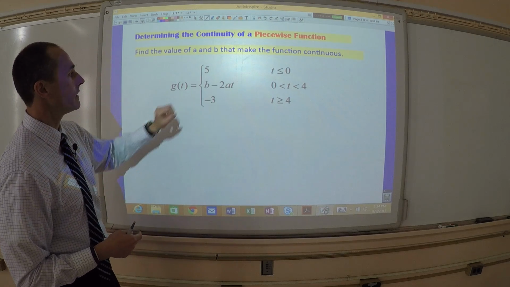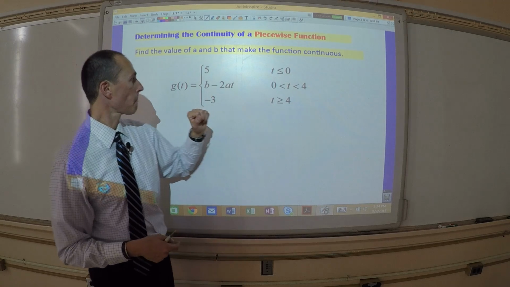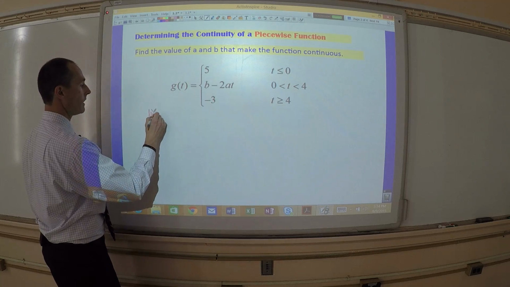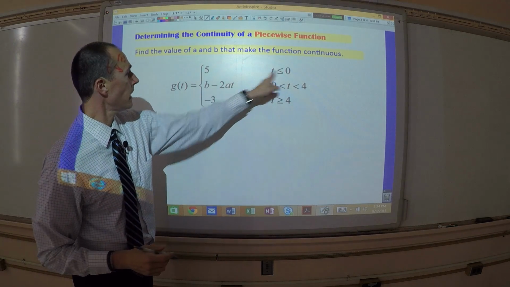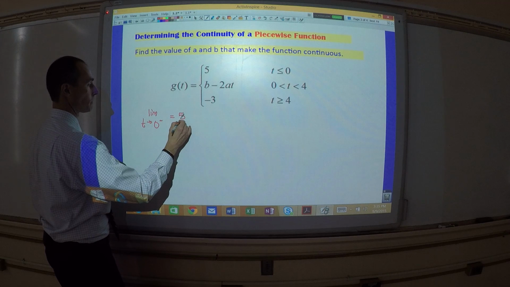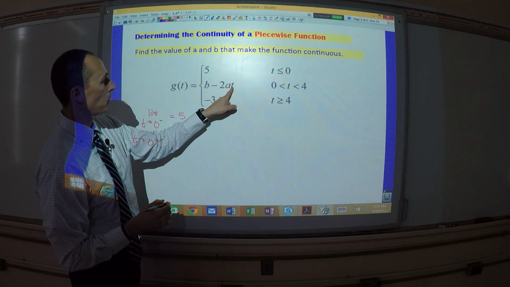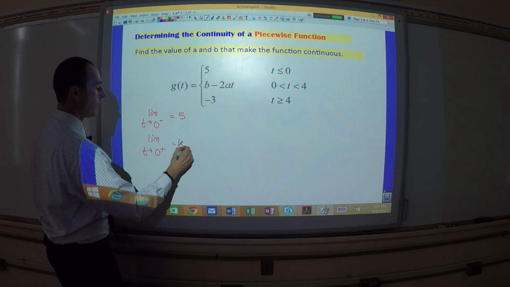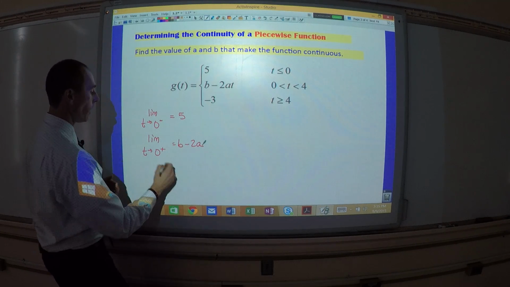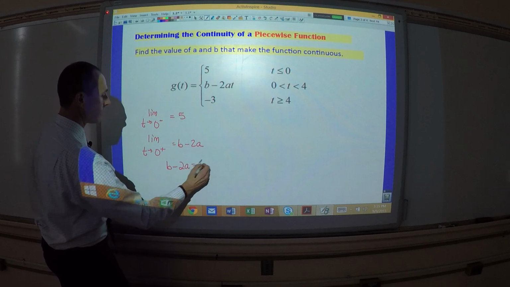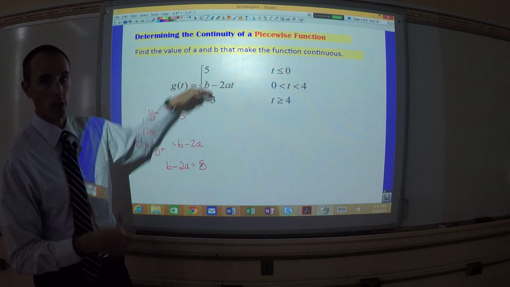The first thing I have to know is that if anything's going to happen here, I see that there are two potential breakpoints, 0 and 4. So the first thing I'm going to do is find the limit as t approaches 0 from the left. And I know that as t approaches 0 from the left, the answer would have to be 5. Meanwhile, as t approaches 0 from the right, I plug a 0 in here, I'm left with b minus 2a. So in that case, what do I know? I know that b minus 2a must equal 5 if this function is going to be continuous at 0, because the limit from the left has to equal the limit from the right.